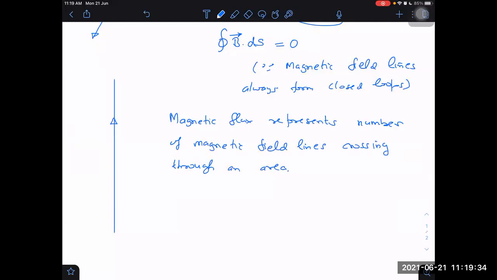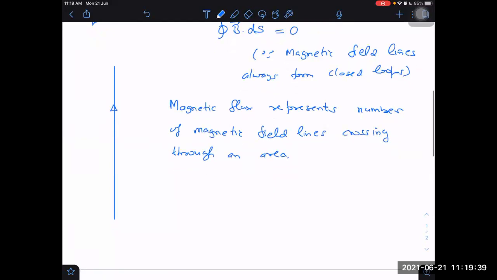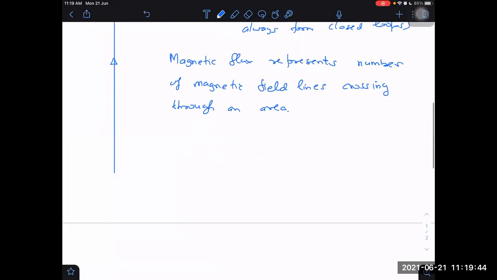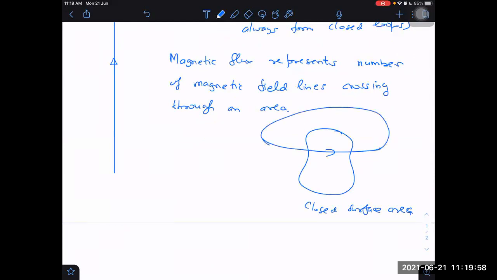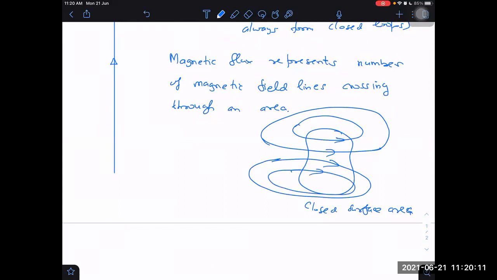And because through any closed surface area, the magnetic field lines entering will be equal to magnetic field lines leaving, hence total magnetic field lines passing through a closed surface area will be 0. Through any closed surface area, the number of magnetic field lines entering will be equal to the number leaving always, because they form a closed loop. Whatever shape or whatever number of field lines may be there, always number entering will be equal to number leaving.